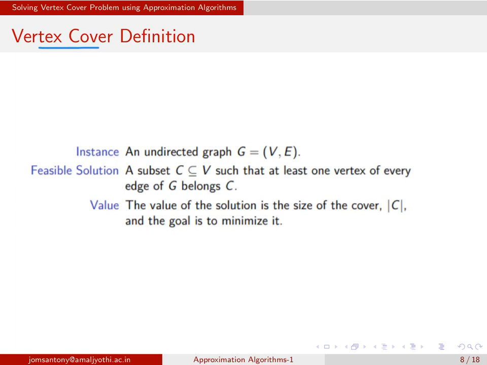So given a graph defined by G = (V, E), where V is the set of vertices and E is the set of edges, a subset C of all the vertices is said to be a vertex cover if at least one vertex of every edge of G belongs to C. It simply means that the vertices in C will cover all the edges in the graph. And our goal is to minimize the size of C. It will become more clear once we look at an example.